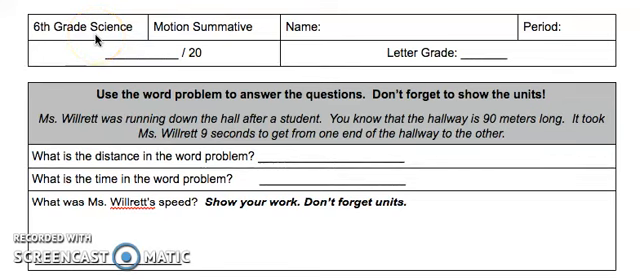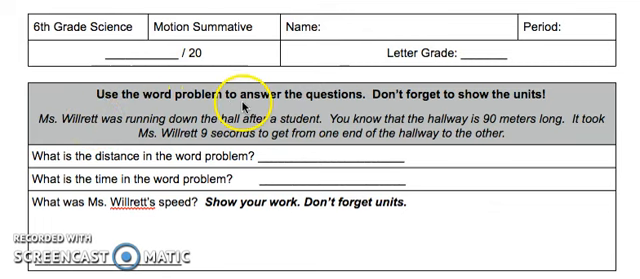Hi students, you are taking your motion summative test today. Make sure that you have your first name and your last name at the top and the hour that you have science. Your science teacher will put your score and your letter grade in this top section when you are finished with your test. Let's take a look at the first section.